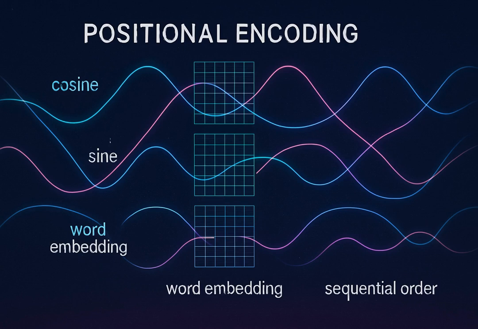One challenge: transformers don't naturally understand order, since they process everything in parallel. The solution is positional encoding, adding patterns to inputs that represent sequence order, like rhythm in music guiding notes.